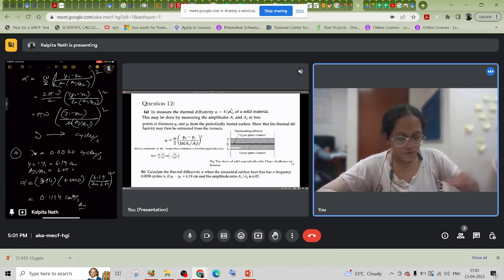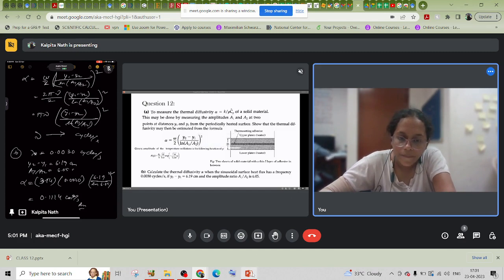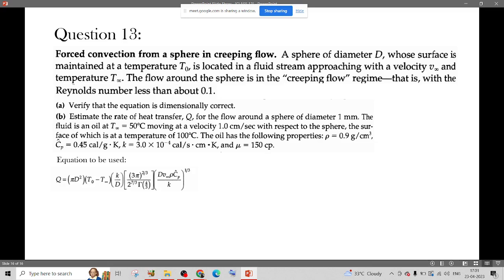Okay, so let us proceed to the last question of today's session, and that is the last session. So the last question is forced convection from a sphere in creeping flow. A sphere of diameter d whose surface is maintained at T naught is located in a fluid stream approaching with the velocity of U infinity and temperature T infinity.